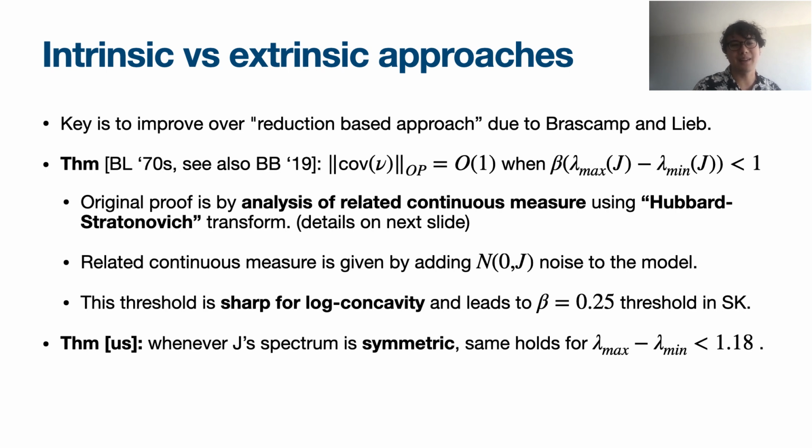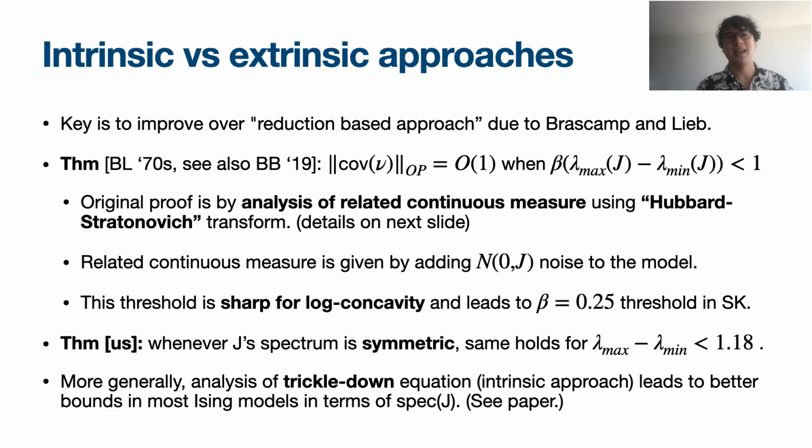And what we realize is that although this trick before is very clever, it's actually sharp in some sense. This threshold of 0.25 is sharp for a kind of worst-case model. You can look at more precise properties of the spectrum of the interaction matrix instead of just looking at its operator norm. And in particular, when the spectrum is symmetric, we can get improved bounds. And that's the case in the SK model. It's not that we decided to look at the shape of the spectrum because it obviously leads to better mixing. It does naturally show up when you try to analyze these trickle-down equations.